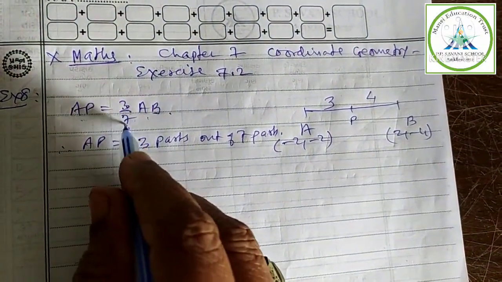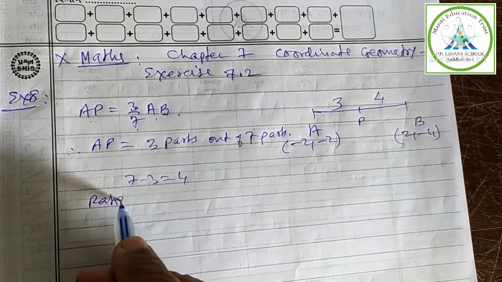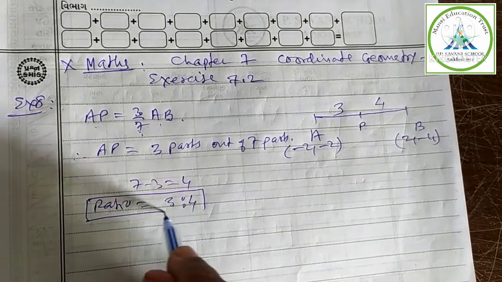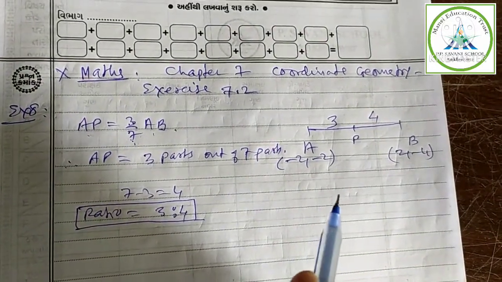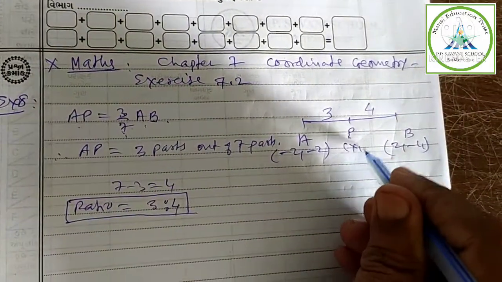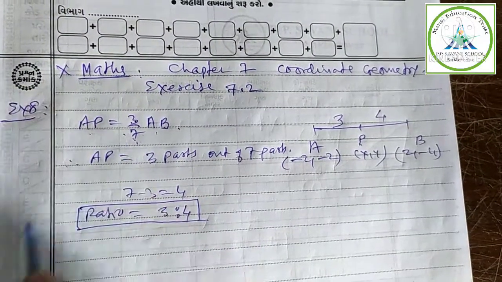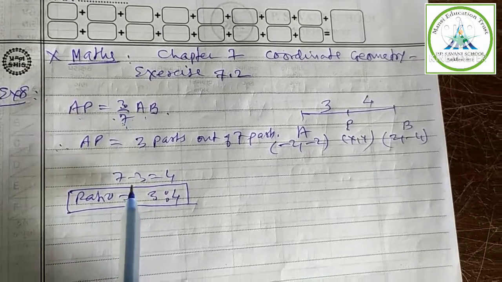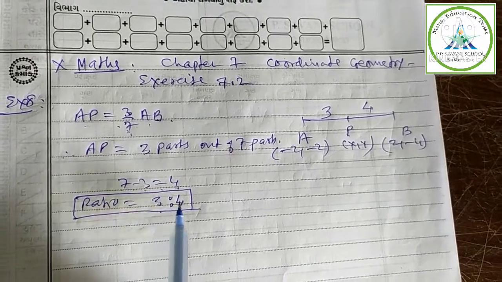Clearly 3/7 means 7 minus 3 equals 4. So the ratio is 3:4. You can write it like this directly. Now they are telling us to find the coordinates of point P, say (x, y). You understood how to find the ratio directly: 3 out of 7, 7 minus 3 equals 4, so the other part is 4. AP is 3, so 3:4.